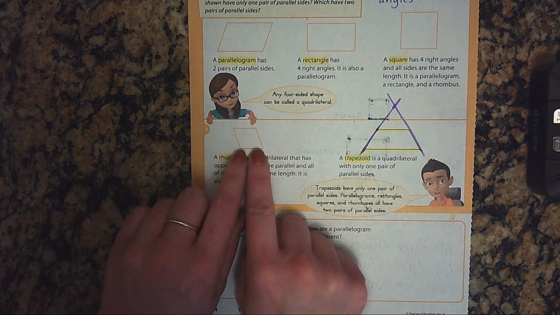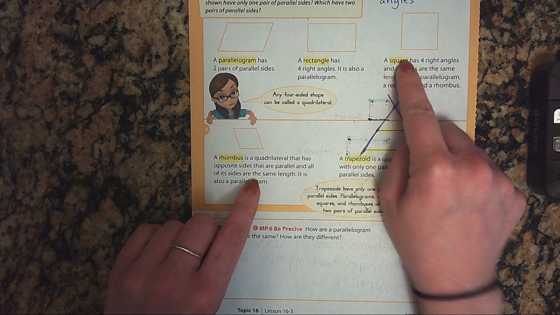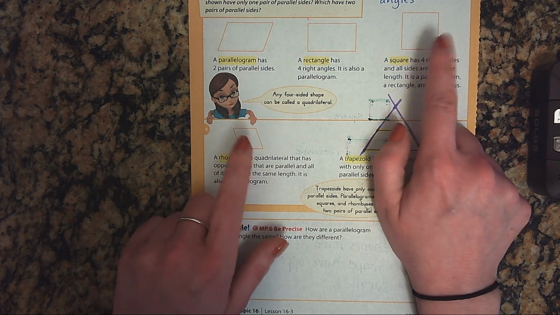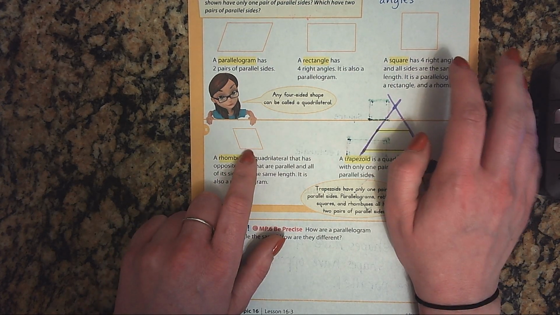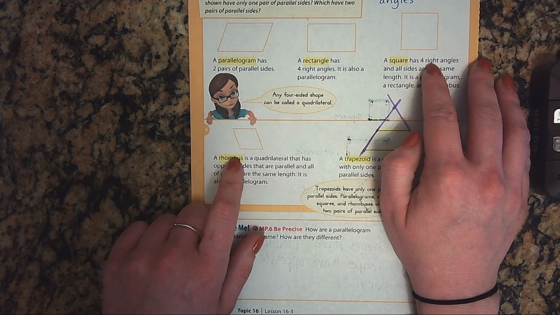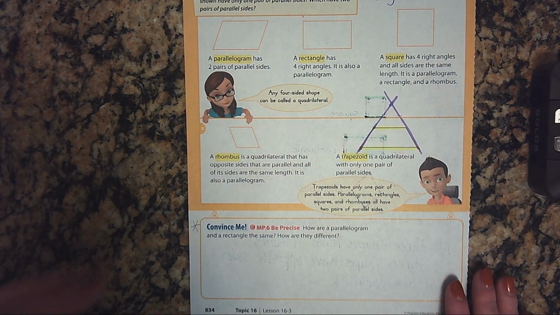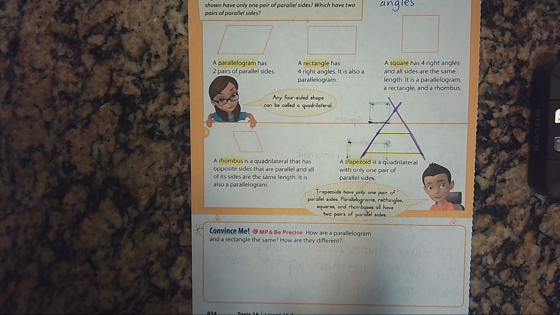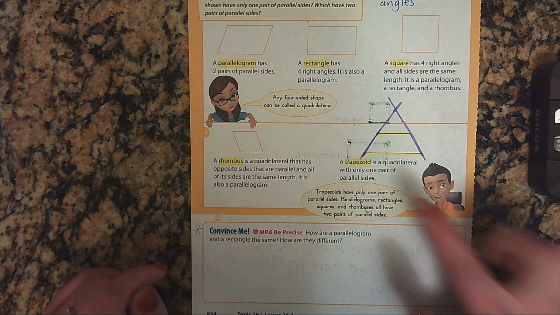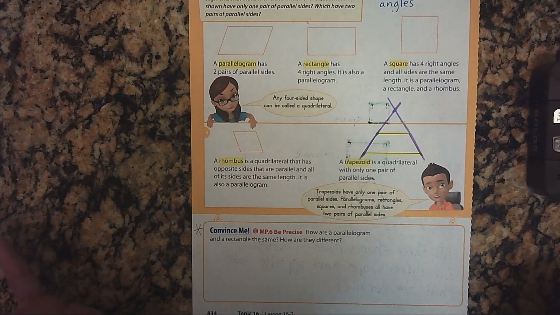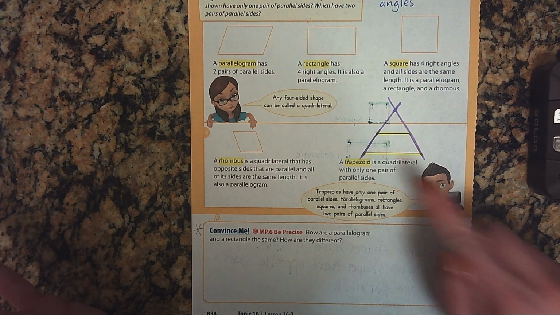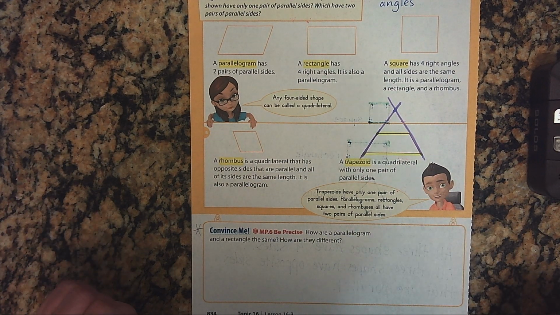The way that a rhombus and a square are different: both of them have sides that are all the same length, but a square has right angles and a rhombus doesn't. That's what makes them different. You'll see the rhombus is the slanted one. And a trapezoid, they're pretty easy to spot. It's a quadrilateral with only one pair of parallel sides.